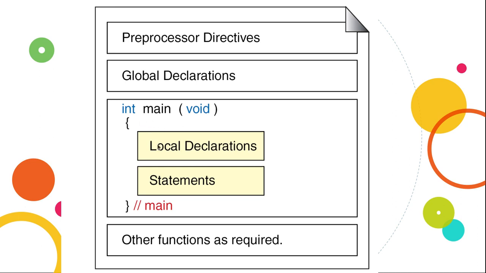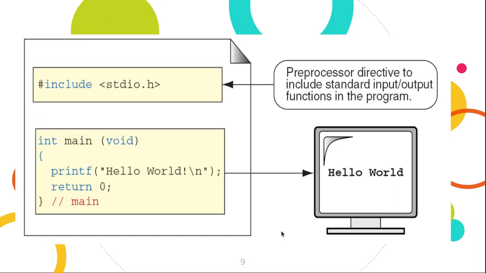In main we have a local declaration, because its life cycle stays till the end of main. Then we have some statements, and here is the output function as required. This is the basic structure of C programming.